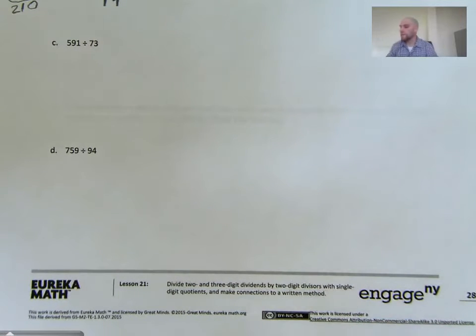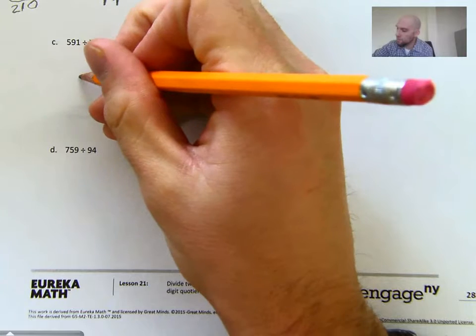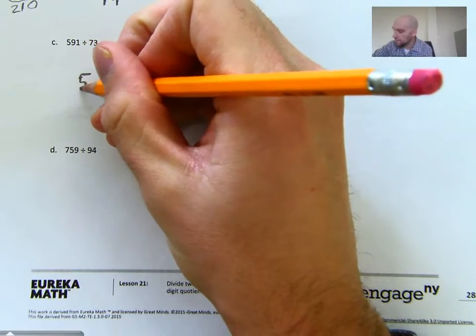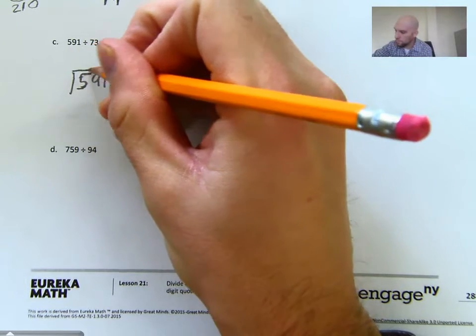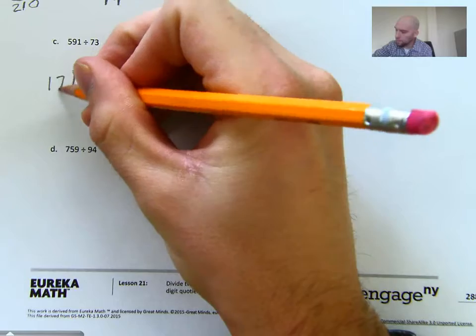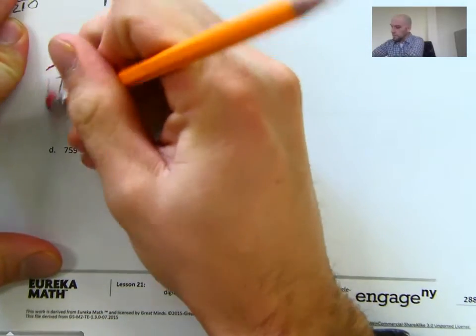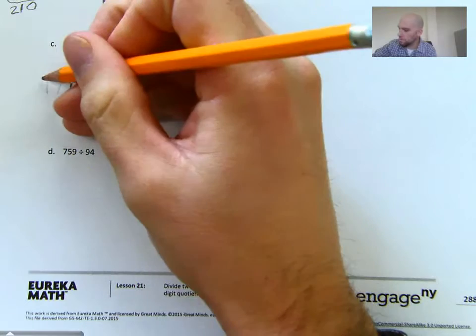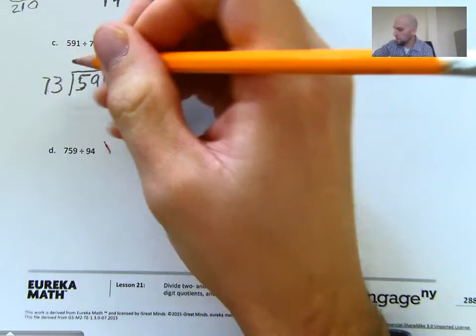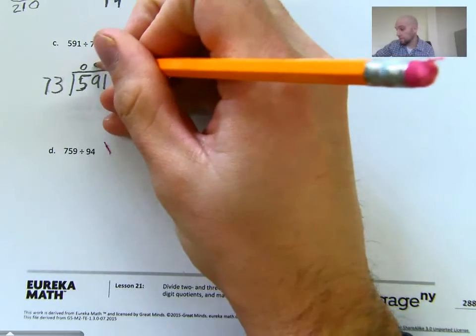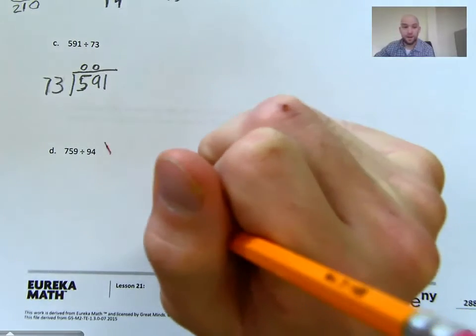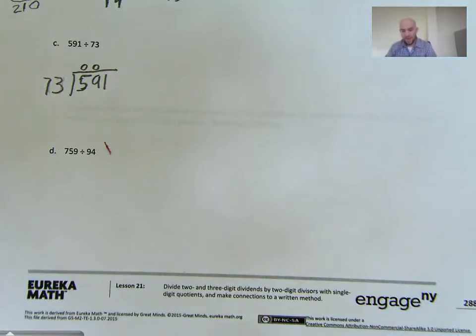Next, we have 591 divided by 73. 591 goes inside the box, that first number. And then divided by 73 on the outside here. I don't know why I wrote 17. That is not 73. All right, 73. And then 73 does not go into 5. It does not go into 59, but it will go into 591. We're not sure how many times.